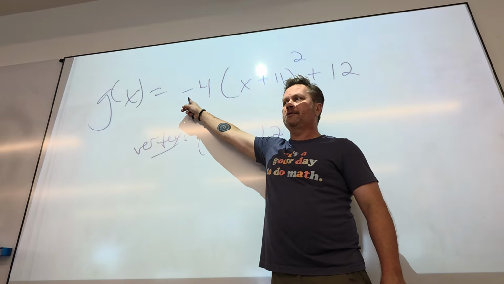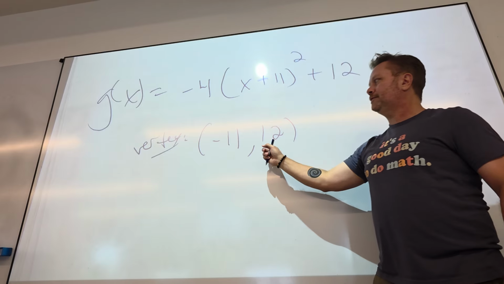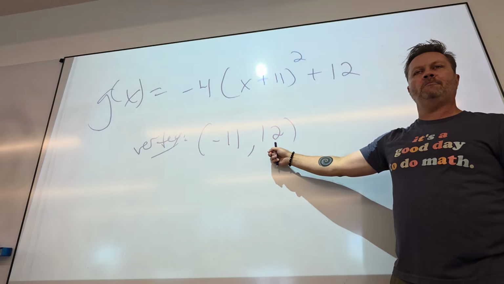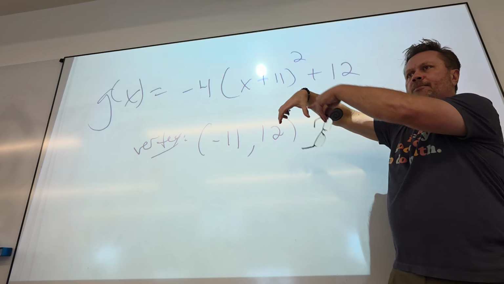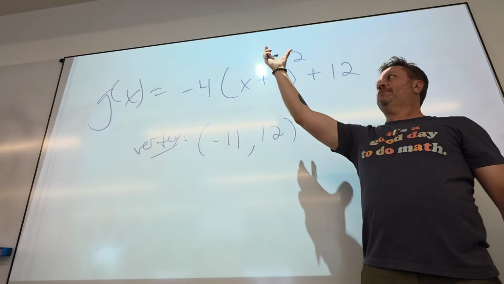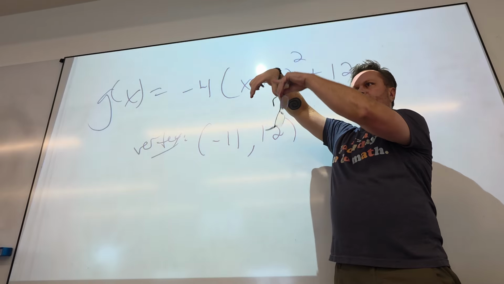And also, now you know how to answer the question, does it open up or down? If it's positive, it opens up. If it's negative, it opens down. So will this be a maximum or a minimum point? Because it opens down, it's going to be the top of the hill, yes? So if it opens up, it's a min. If it opens down, it's a max.